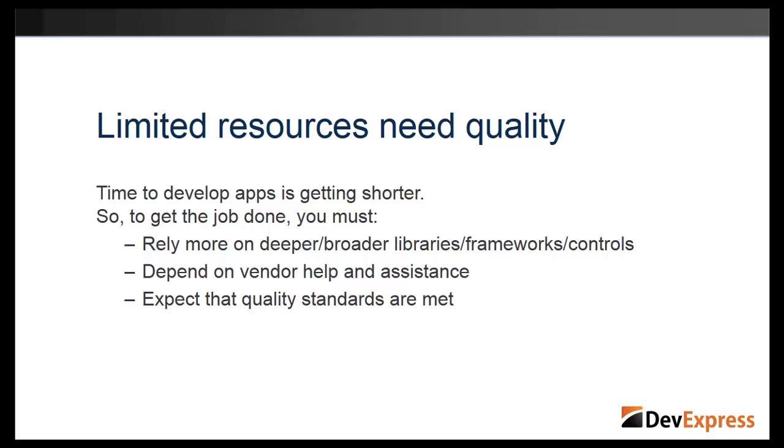And obviously, with these dark grey boxes, you're going to depend more on the vendor help and the assistance, the support, and all that kind of stuff, because it is a dark grey box. Sometimes things will not go the way you were expecting them to go, so you need help at that point. And of course, you expect that the quality of the software that you're relying on, that you're purchasing perhaps, quality standards are being met.